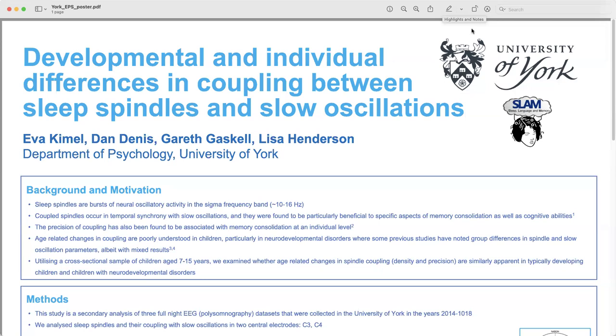My name is Eva, and we are going to talk about the poster, developmental and individual differences in coupling between sleep spindles and slow oscillations.